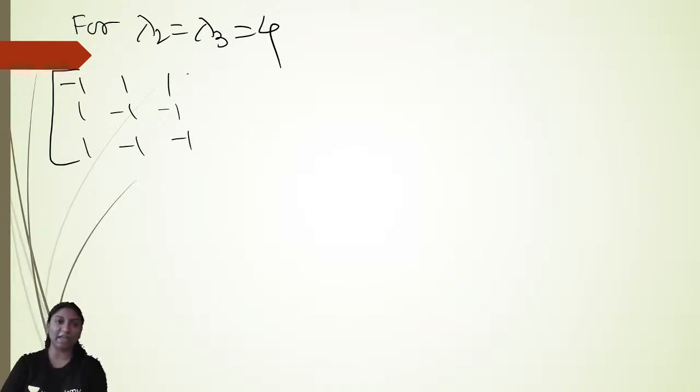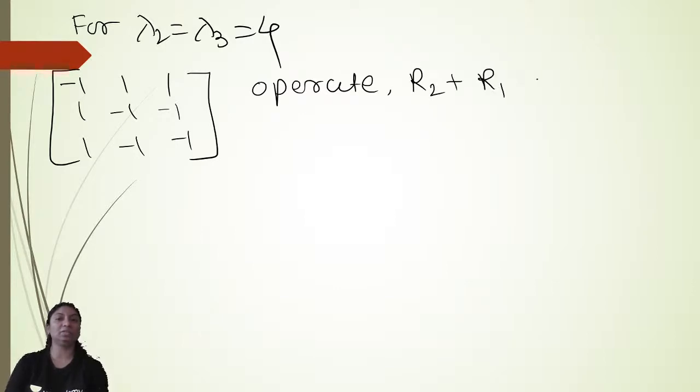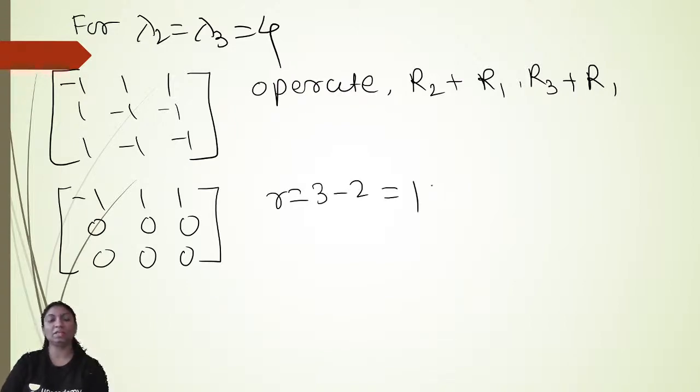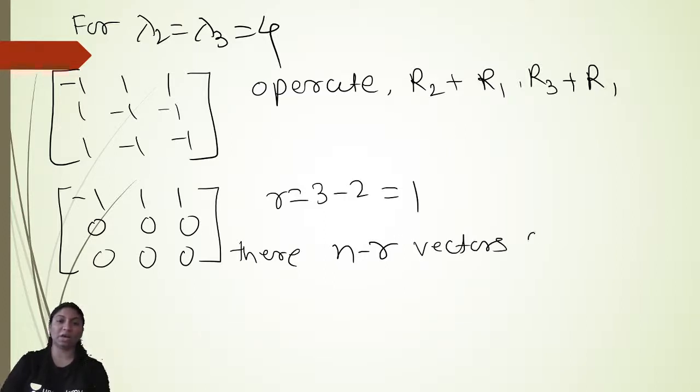Now we will find out the rank of this matrix. So operate R2 plus R1, R3 plus R1. So you will get [minus 1, 1, 1], and R2 plus R1 gives minus 1 plus 1, 0. Here everything is 0. So the rank of this matrix is r is equal to 3 minus 2, that is 1. So r is equal to 1. So here n minus r vectors are possible.